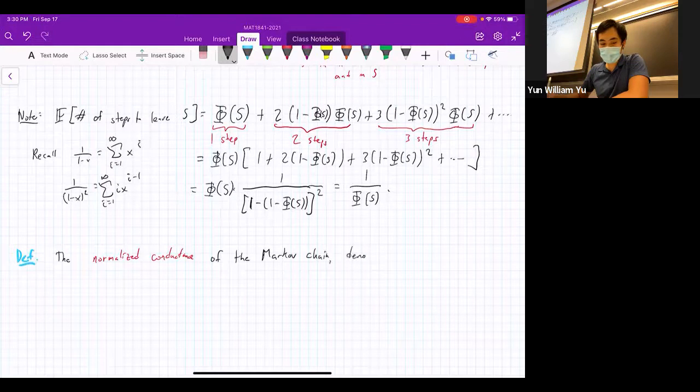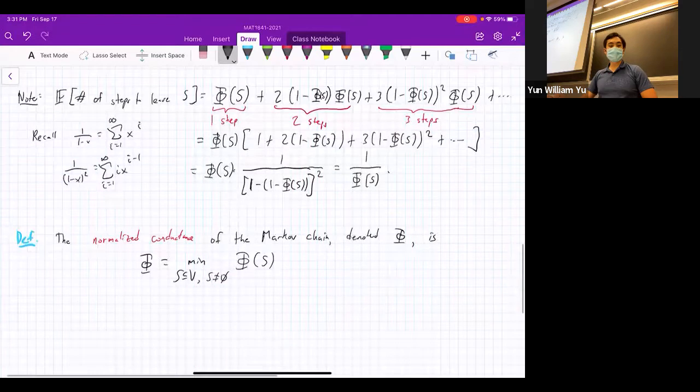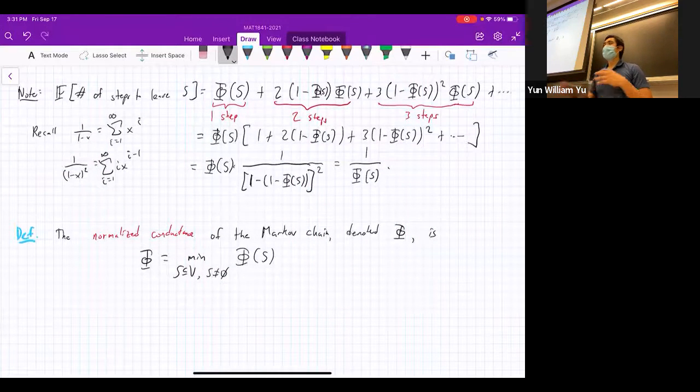The normalized conductance of the chain, denoted capital phi, is just going to be the minimum over all sets, or all proper subsets. There might be some other edge case, but yeah. So basically, we're saying that the conductance is just going to be the minimum conductance of any pair of subset and its complement in your graph.